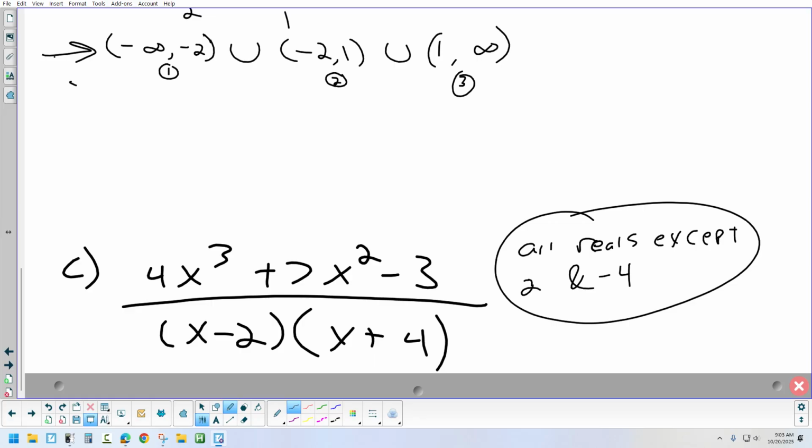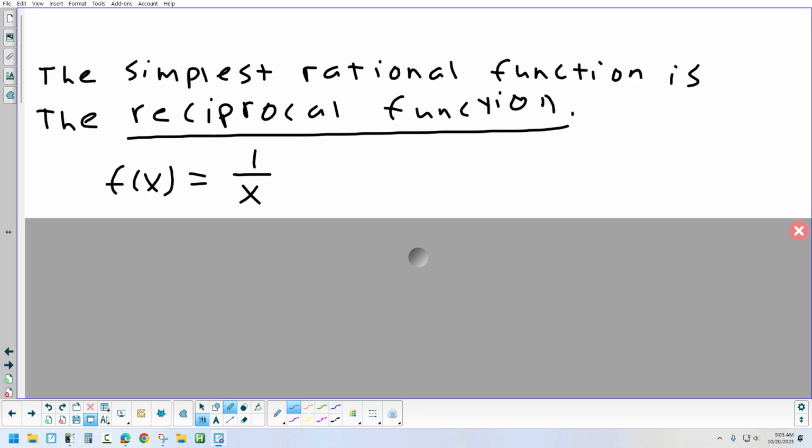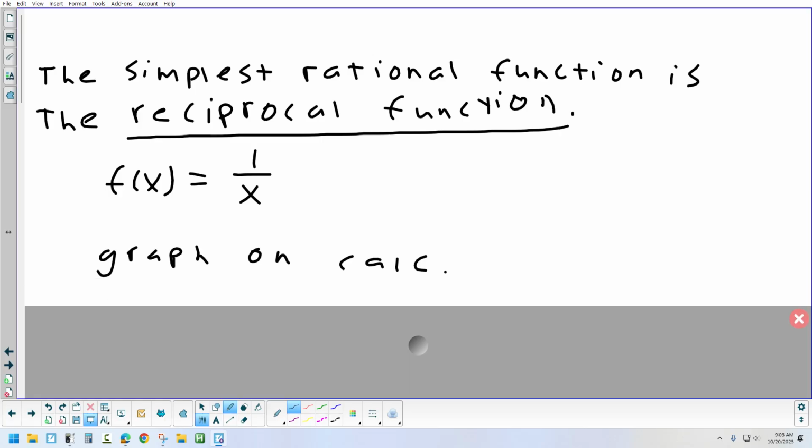Okay, so these are kind of complicated ones to draw. This is the simplest rational function you can have. 1 over x. It's called the parent function. And all other reciprocal functions are basically some modified version of that. More complicated numerator and denominator. Okay, but that's the simplest. Okay, let's graph it.